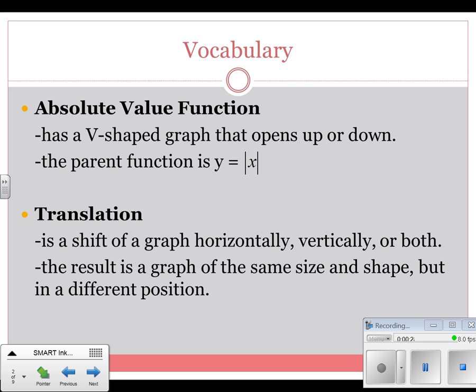A translation is when you have a shift of a graph, either horizontally, vertically, or both. You're going to be essentially taking the parent function and translating it in this lesson. The result is a graph of the same size and shape, but you're just changing the position. It's just a different position, either right, left, up, or down.